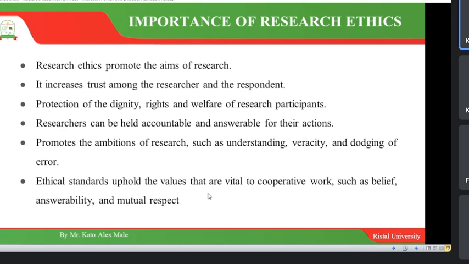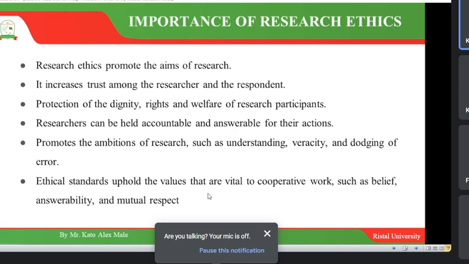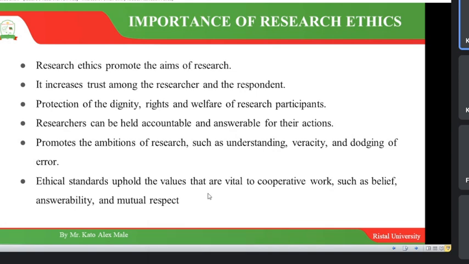So what research ethics does, it protects all of these. Then researchers can be held accountable and answerable for their actions. That is when they have presented the ethical considerations and ethical procedures in their research proposal. We can refer to that and hold these researchers accountable and answerable for any action done during the research process. Research ethics also promote the aims of research, for example, knowledge and truth and avoidance of error. Try to minimize error. We discussed all of these. And the key principles are the aims of research. I repeat, the key principles are the aims of research.